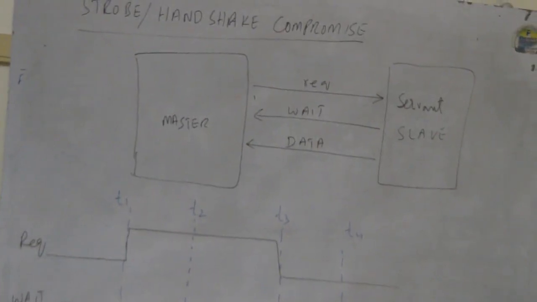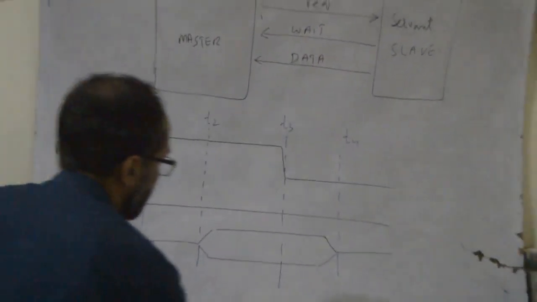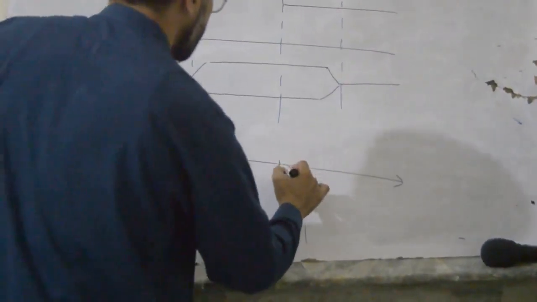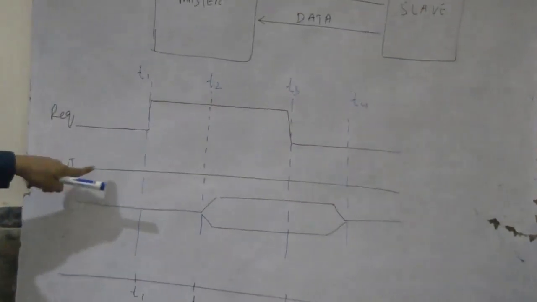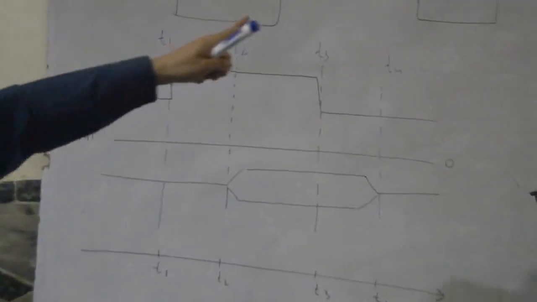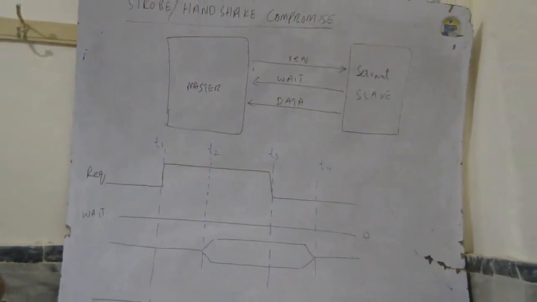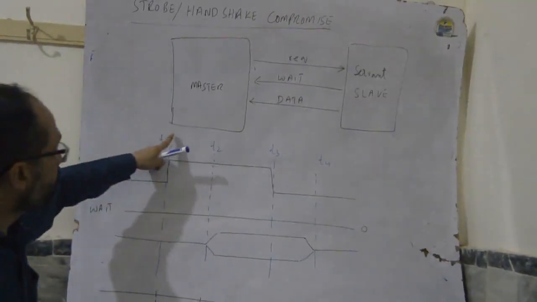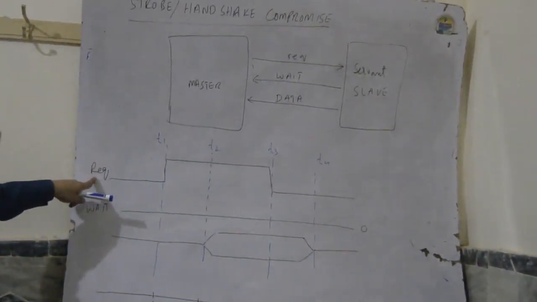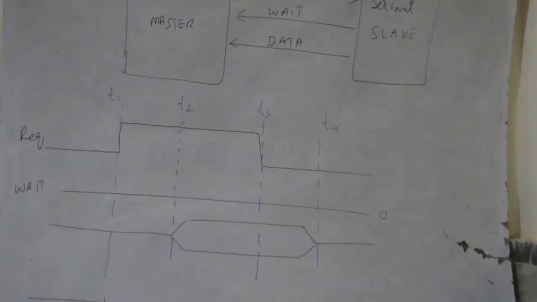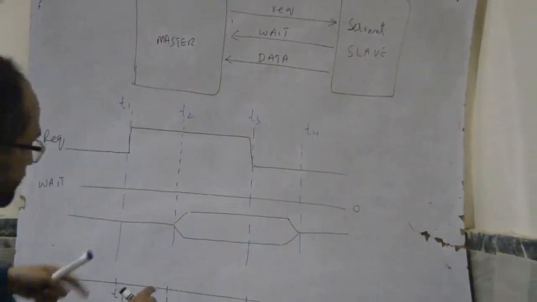So now we will study this with a timeline. This is your timeline: time T1, T2, T3 and T4. If you look at this, for the whole time the wait signal is zero or low. It means the slave is not busy serving some other request and it can directly provide the data. So at time T1, the master asserts the request signal. The request signal is now 1 at this point. And the slave will provide this data at time T2.